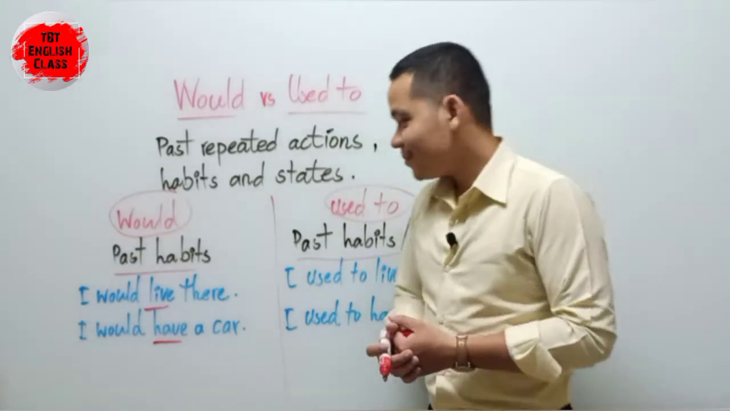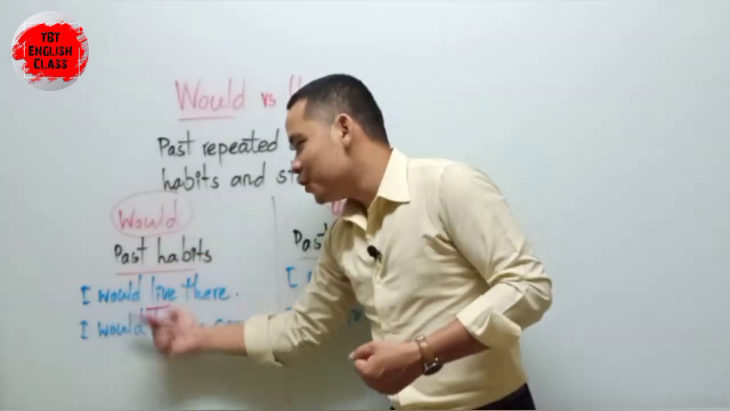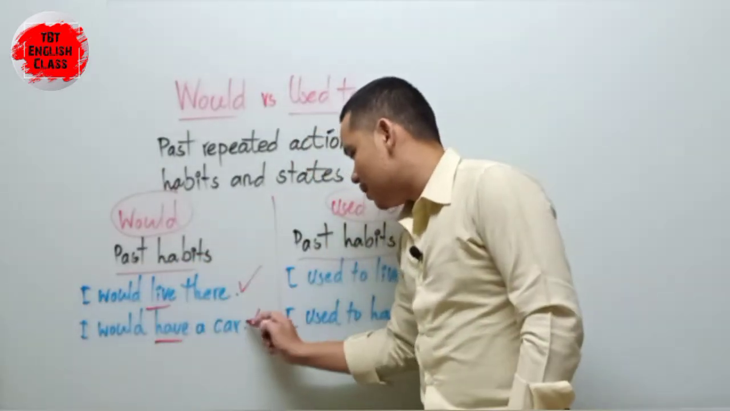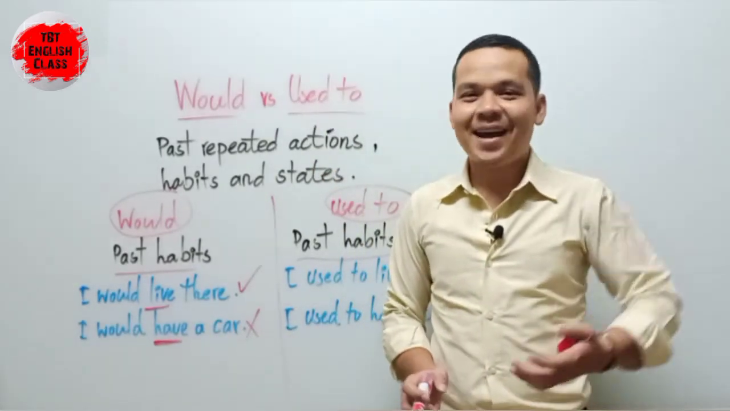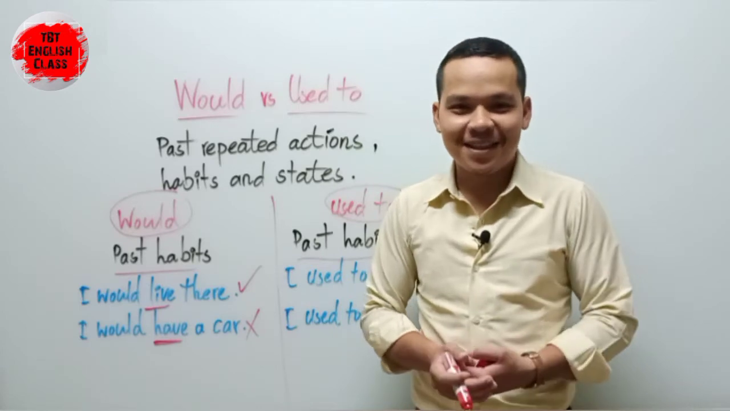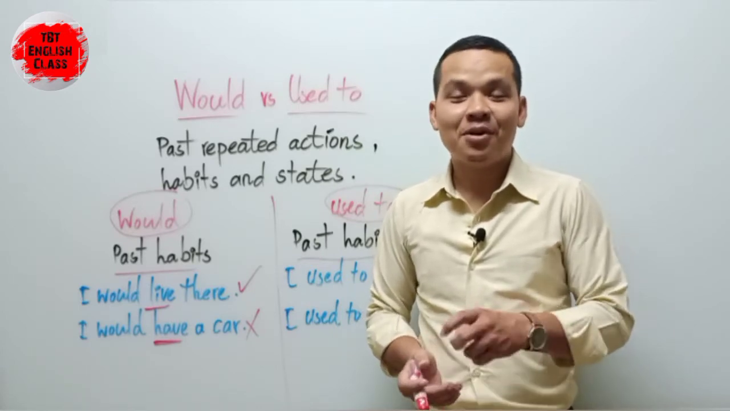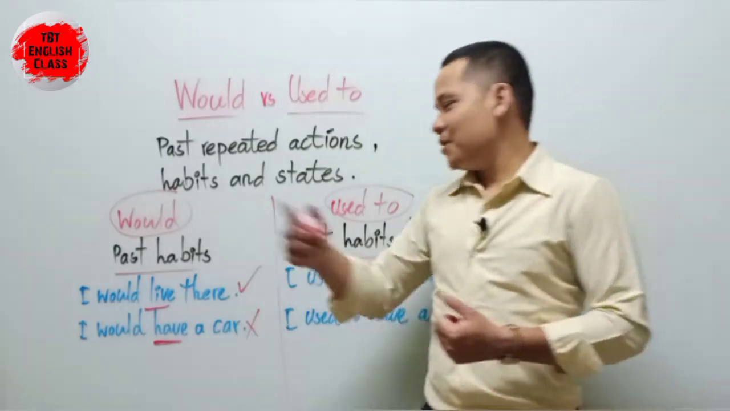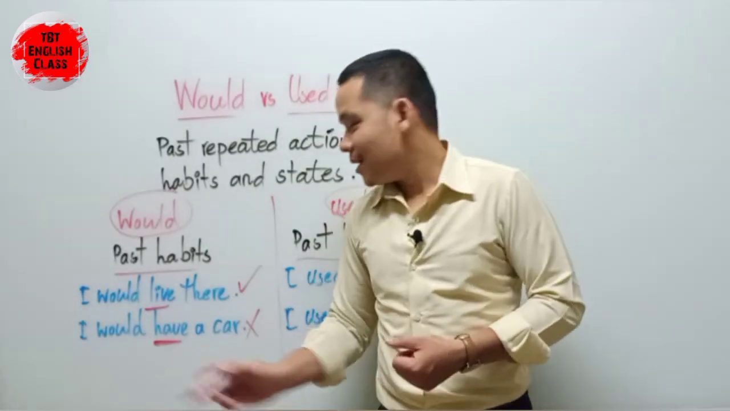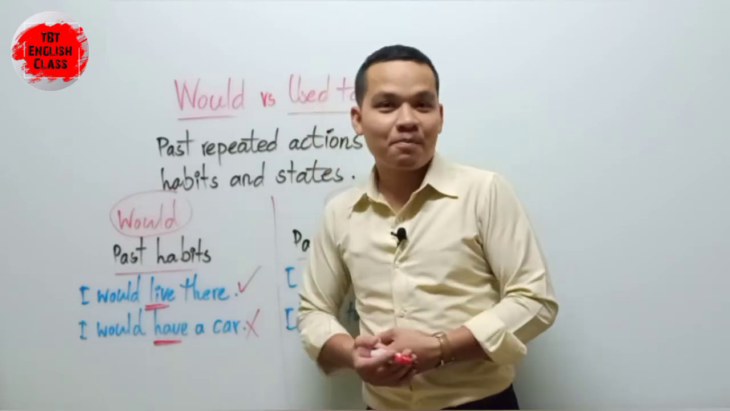You get it? Okay, so this one is right, but this one is not right, because have here is about possession, not an action verb, not an activity. It is a state verb, or possession. So when you say I would have a car, it's not right, but you can say I would live there, because live is an action verb.